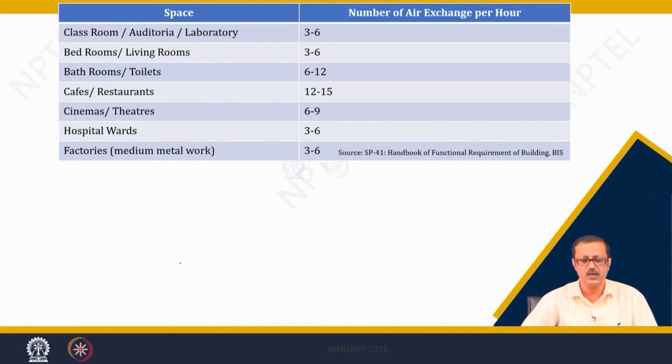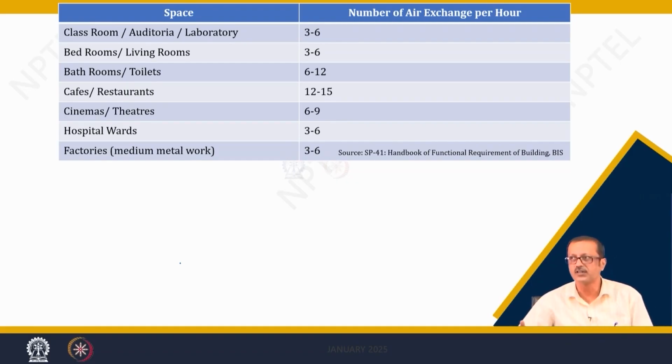The air exchange per hour is recommended for various spaces. Suppose it is a classroom like your classroom or maybe a laboratory, it is 3 to 6 air exchanges per hour. That means 3 to 6 times the whole volume of your classroom has to be changed by fresh air, 3 to 6 times in an hour.